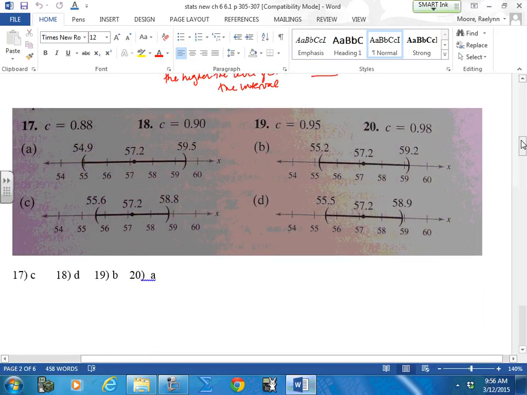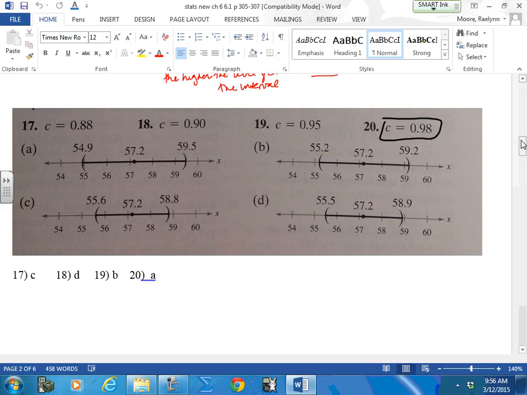Okay. These, you just had to go by the rule. As you need to be more confident, as your confidence level increases, so like from a 90 to a 95, my confidence interval widens. And you need to use the word widens. So if I look for the largest confidence level, I'm going to have to find the widest interval. So the widest interval is this guy.